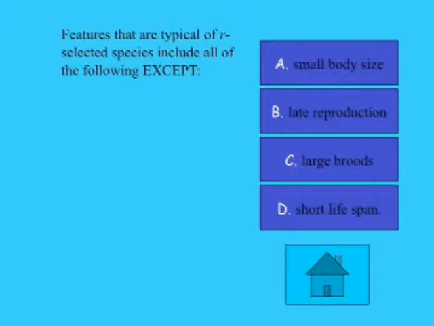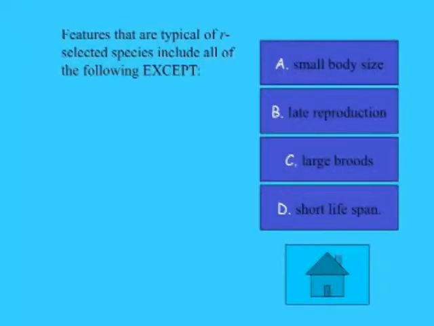Okay, let's reason this one out. They do have small bodies. They do have lots of babies. We're not talking about humans right now. We might be talking about rodents. And yes, indeed, they have a short lifespan compared to K-selected organisms. So the one obvious answer is B, that they have late reproduction cycle. Okay, that would be the obvious answer.